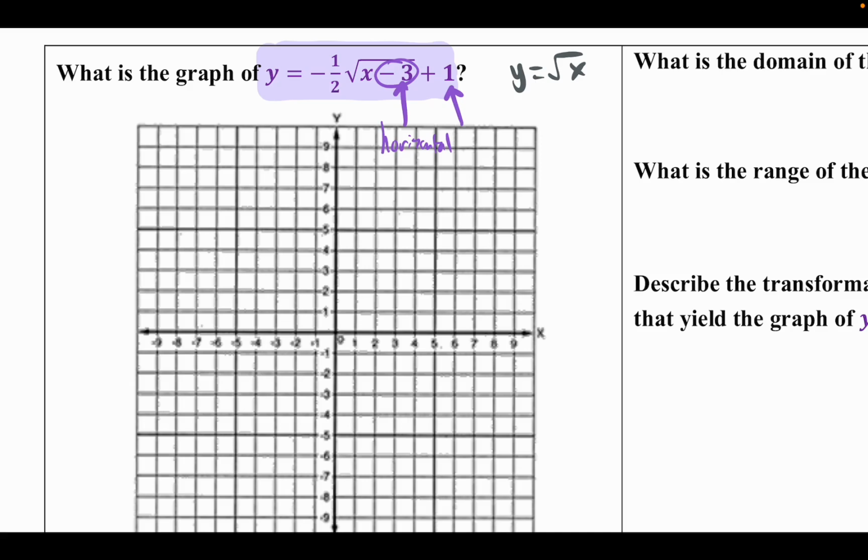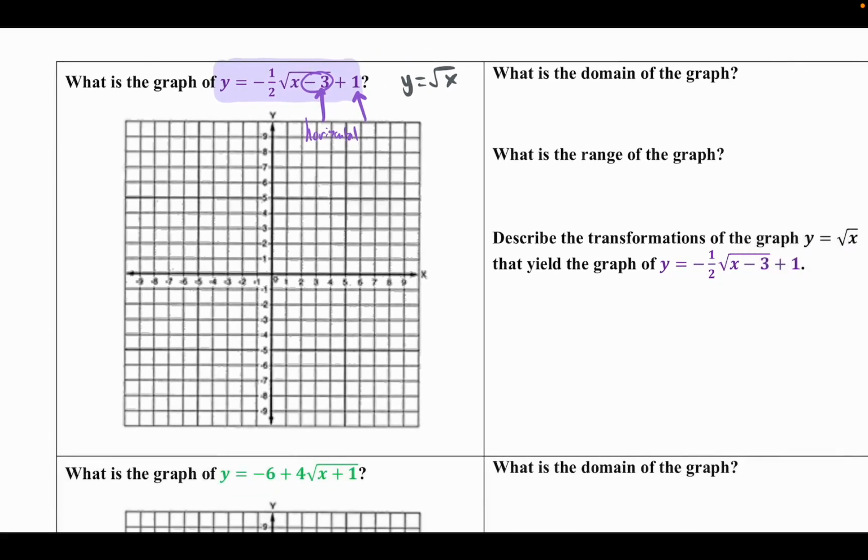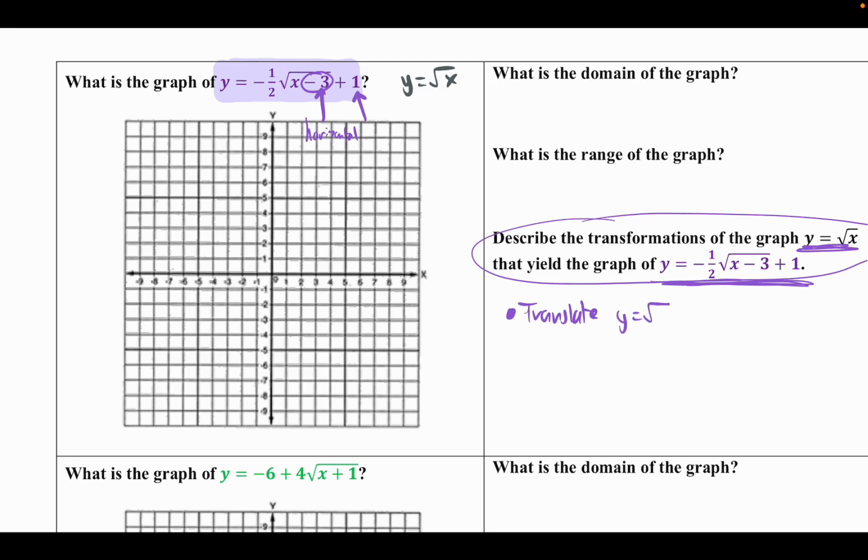So it actually goes to the right. So right here, it does say that we're to describe the transformations of the graph of the parent function, y equals square root of x, that yield the graph of what we're graphing right here. So one thing that's going to happen is we're going to move 3 units to the right. The technical term that we use for that is to translate y equals the square root of x 3 units to the right. So that'll be one thing that we'll need to do.